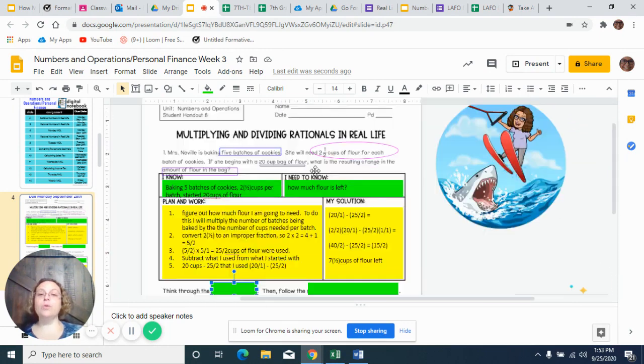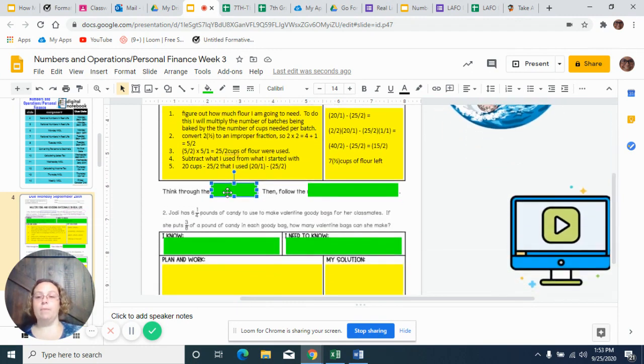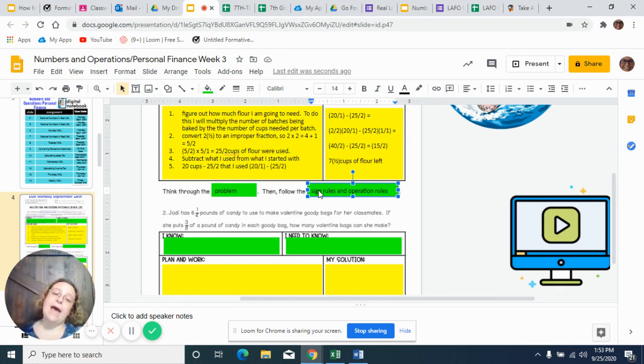All right. So remember, it is very important when you are doing these word problems, you need to think through the problem and then follow the sign rules and operation rules. By operation rules, I mean, are you multiplying? Are you dividing? Are you adding? Are you subtracting? Okay? So you're following whatever the problem is telling you to do. Okay? So that's that one.